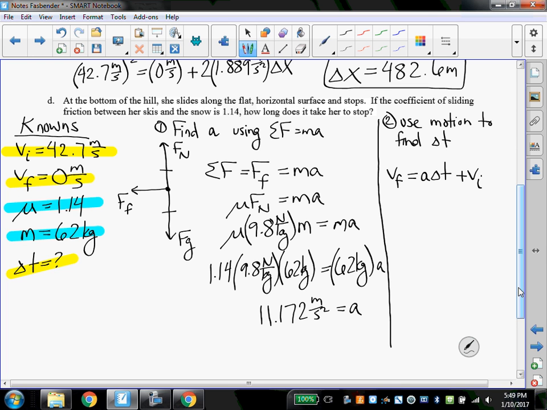So our final velocity was 0 meters per second. Our acceleration was 11.172 meters per second squared times our mysterious delta t plus 42.7 meters per second. Now, she's slowing down, so we know that our acceleration and our velocity are in opposite directions. So I'm going to go ahead and add a negative sign to that 11.172. And then we just need to do the algebra. And once you do the algebra, you end up getting that the time it takes for her to slow down is 3.82 seconds.